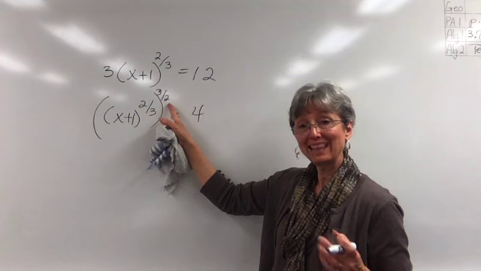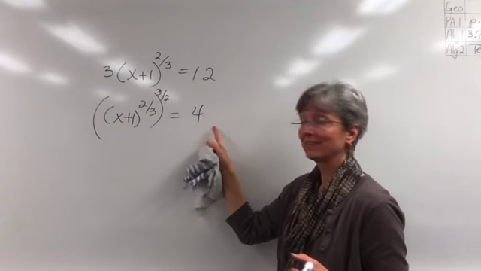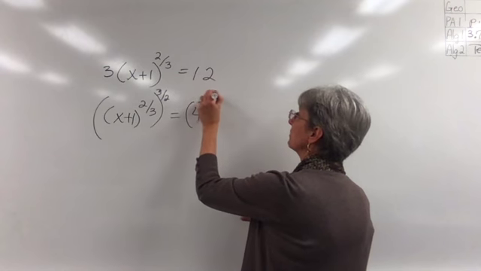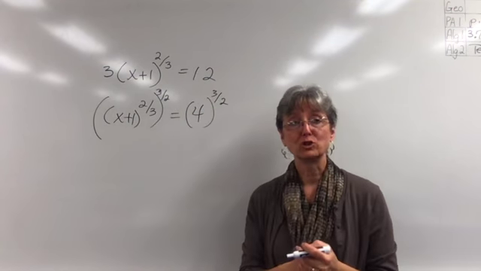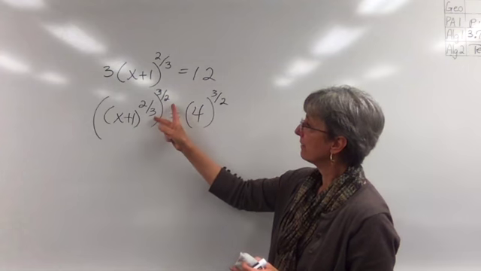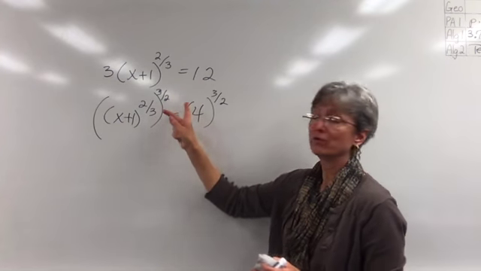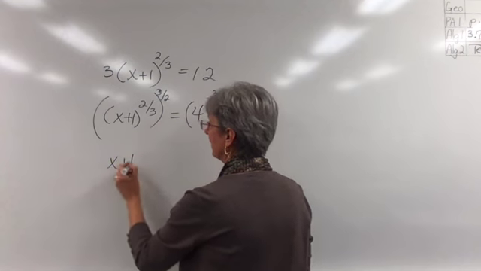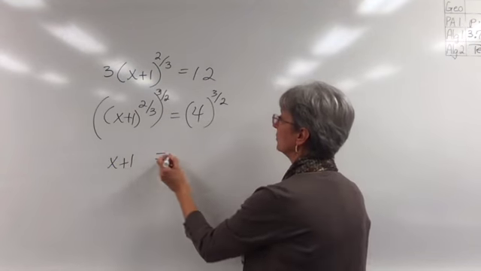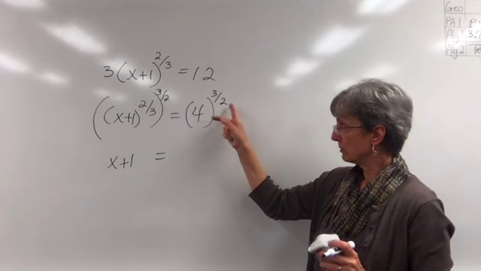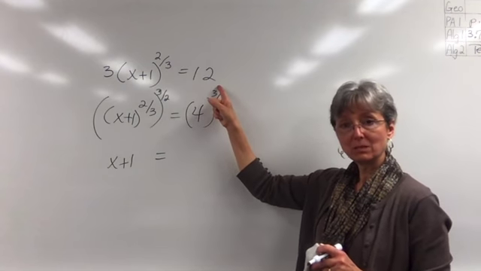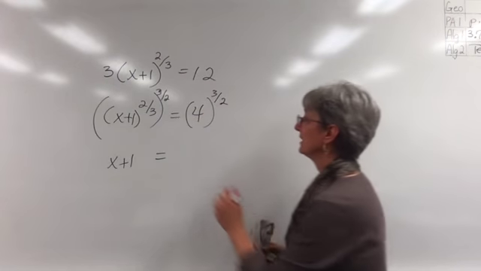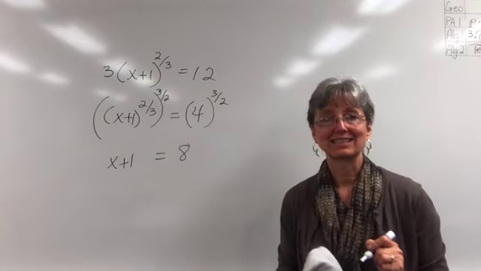But if I multiply this side by 3 over 2, I've got to do the same thing here. This has to be raised to the power of 3 over 2. So I have 2/3 times 3/2 is 6/6 or 1. And we have x plus 1 equals, and remember this is the root, this is the power. The square root of 4 is 2. 2 to the power of 3 is 8.